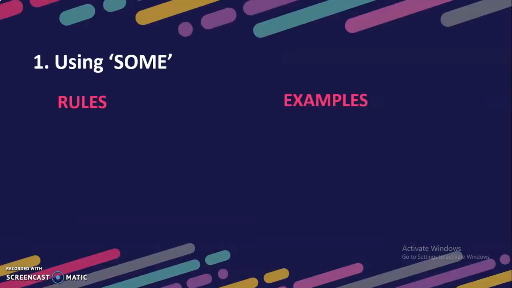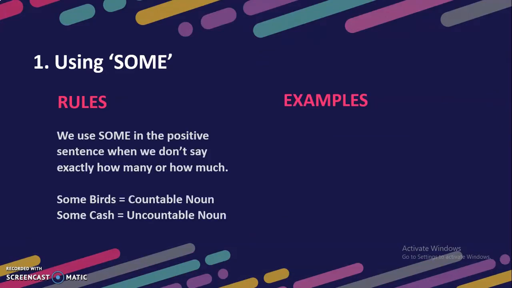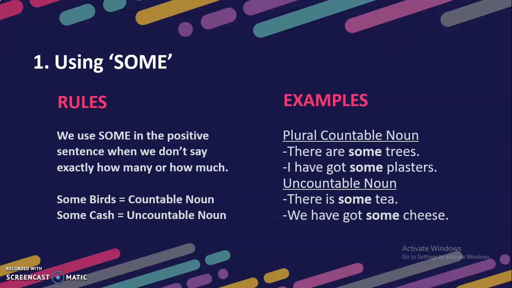So let me give you first the rules for how we can use some, and it is easy. We use some in positive sentences when we don't know exactly how many or how much. So you can use them with countable nouns, for example, some birds. You can even use them with uncountable nouns. Example, some cash. Let me give you some sentences as an example. First, with countable nouns. There are some trees. I've got some plasters. With uncountable nouns, there is some tea. We have got some cheese.